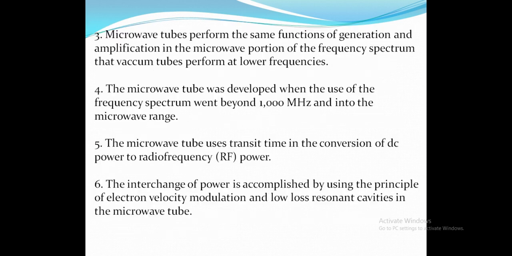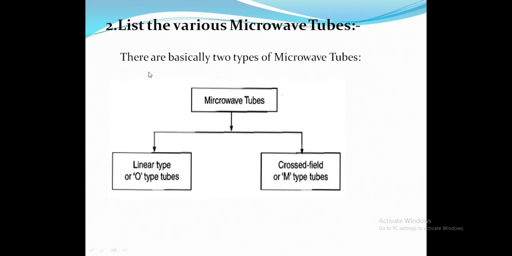Coming to the list of various microwave tubes, we basically have two types: the first one is linear type or O type tubes, and the other is crossed field type or M type tubes. In linear type or O type tubes, the electron beam travels the length of the tube and is parallel to the electric field. In this case, both velocity and density modulation take place, creating the bunching effect.